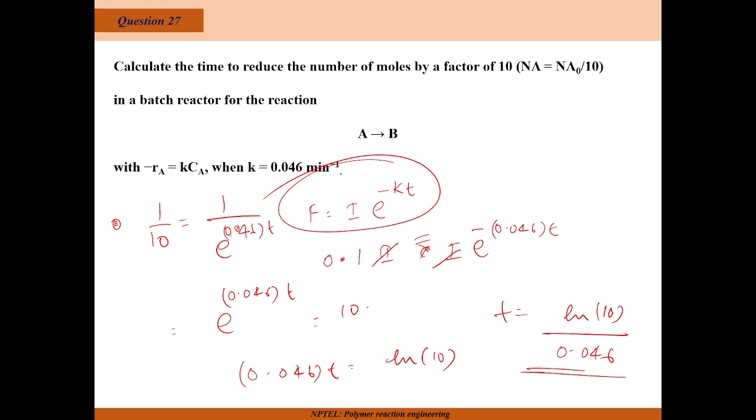Okay, if this question is clear, then we'll move on. Natural logarithm or the other one? I used the on-screen calculator. The natural logarithm of 10 is 2.3. 2.3 divided by 0.046 is roughly coming around 50. Whatever it is, it is just a matter of some calculation.